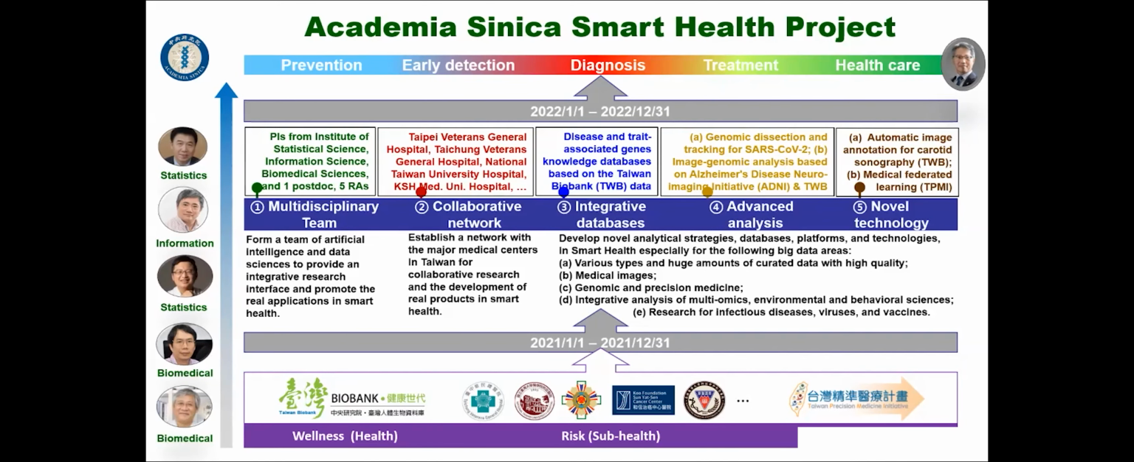The Smart Health project was founded last year, and the PI is the Dean, the Chair of the Academia Sinica, Dr. Liao Junzhi. And there are also 5 PIs from different disciplines. For example, Dr. Chen Junho from the Institute of Statistical Science, as well as Dr. Yang Xinzhou, and we also have PIs with biomedical expertise and information expertise.